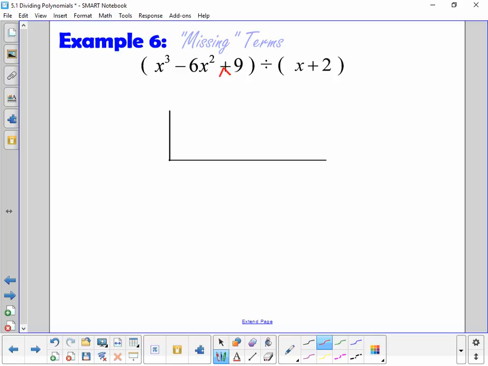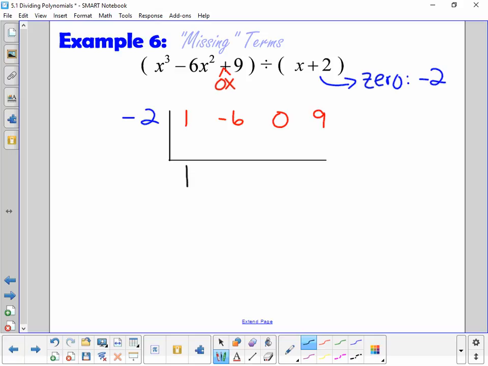So in this case, we have x to the third minus 6x squared. We have 0 x's, and then we have plus 9, our constant. So if we put our coefficients, it will be a 1, a negative 6, a 0, and a 9. Don't miss that 0. We need that placeholder there. We're dividing by x plus 2, so the 0 that goes with the factor x plus 2 is negative 2. We put that on the outside. And now we're ready to go.